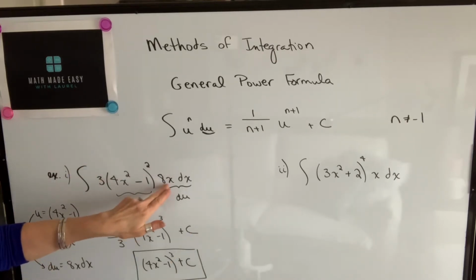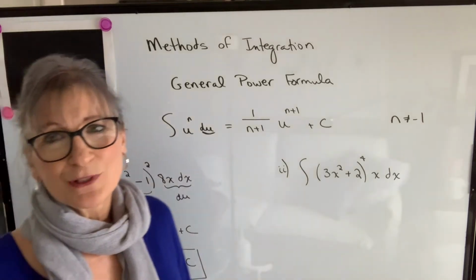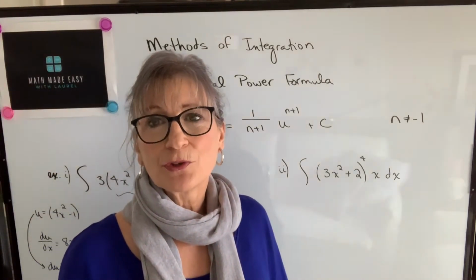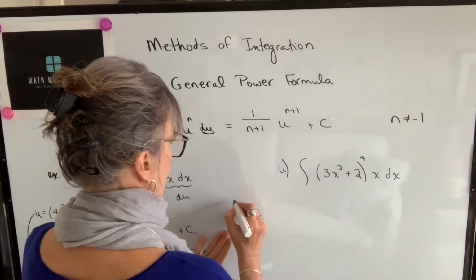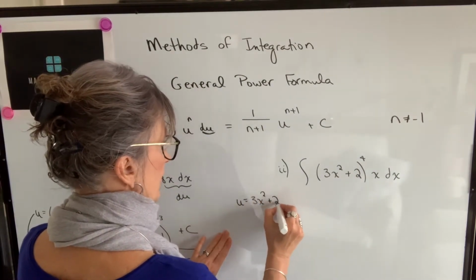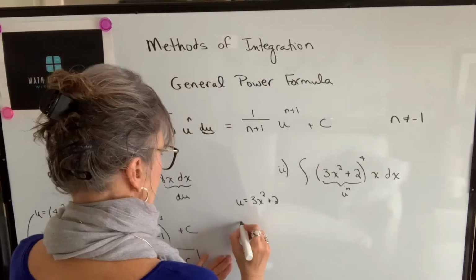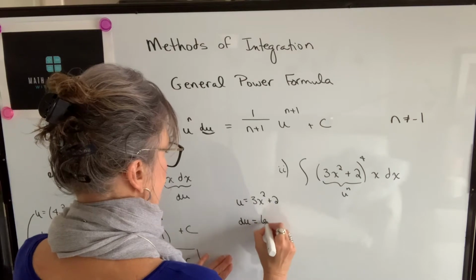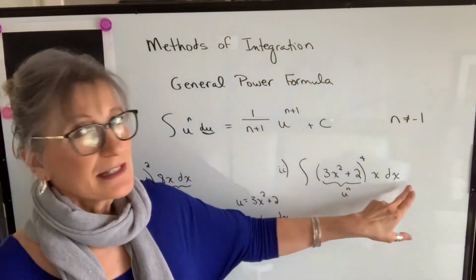In this example, I had my du factor exact, but usually you won't have it exact, and you're going to have to play around with the coefficient. So let's take a look at this example. In this example, I'm defining u as 3x squared plus 2. That's the thing that's to the power of 4. So my du factor will be 6x dx. I look to see if I have that.